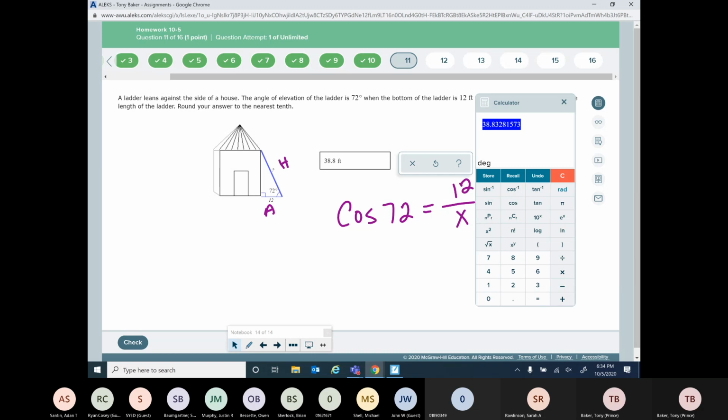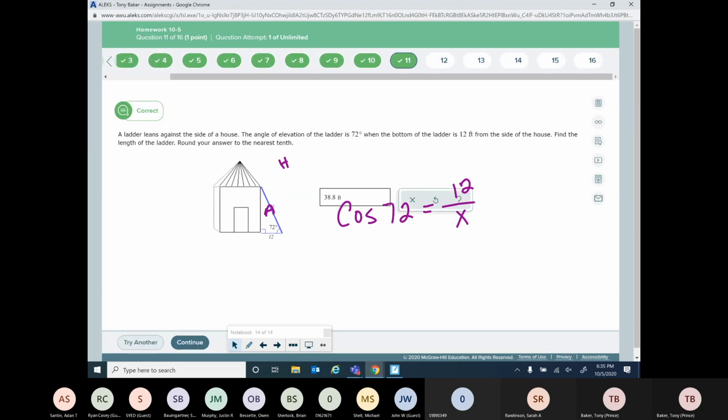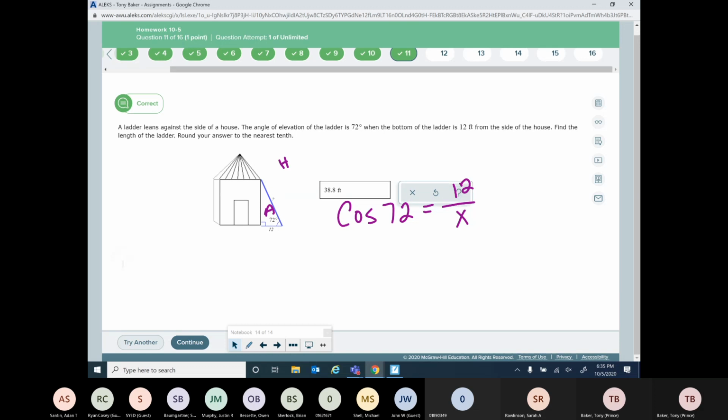And again, that makes sense. My hypotenuse should be the biggest side of the triangle, and it's much bigger than the 28 or the 18 that's going to be on the other angle. So 38.8 totally makes sense for this problem. They will always give you the picture, so you'll never have to draw the picture.